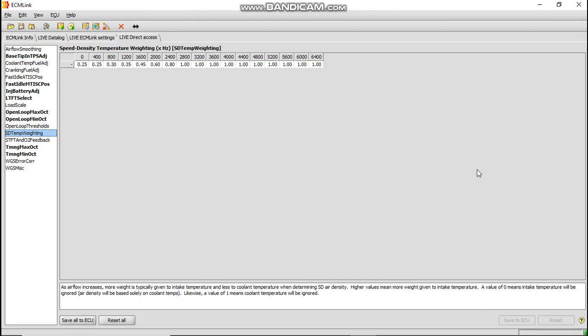All right, y'all. So on this one, looking over the speed density temperature weighting tab, I had to turn to Kevin Jewer to get an answer because I never really knew how to use it. At the bottom, it talks about weight being given to either intake temperature or coolant temperature. I don't know what they're really referring to as weight, but I would assume more importance given to intake temps or coolant temps, but when would you do it?